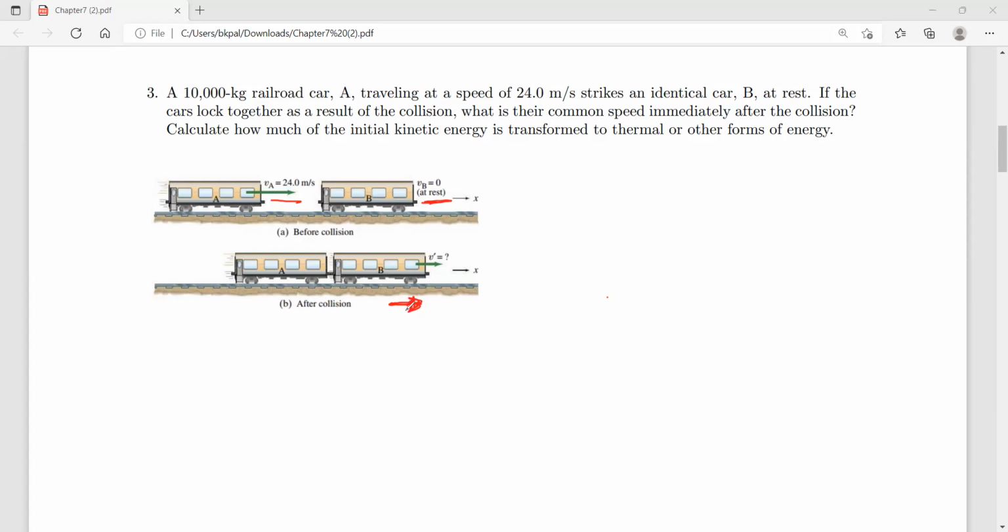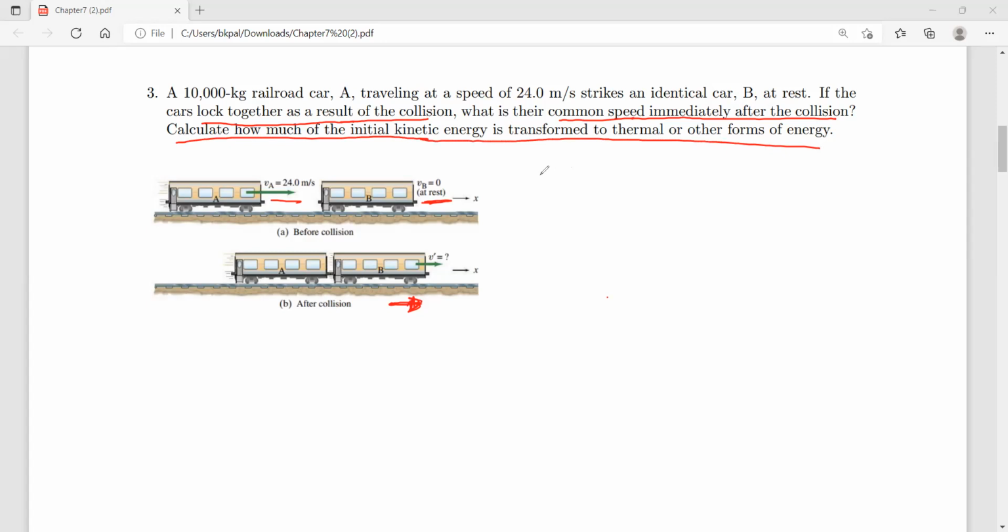So what is the final velocity? Here we have two questions. It asks us to calculate the common speed immediately after the collision. They lock together, which means it is again a perfectly inelastic collision. If the cars lock together as a result of the collision, that means it is a perfectly inelastic collision. So what is the common speed after the collision? That's one question. And then we have to calculate the loss of kinetic energy.